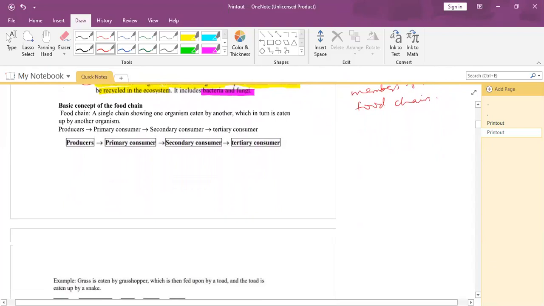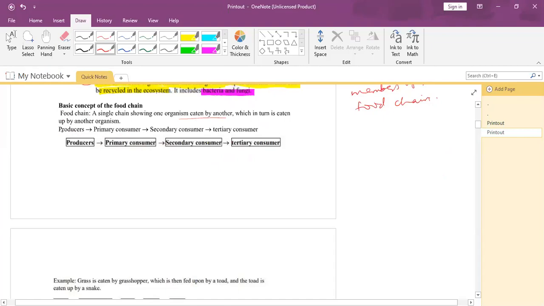So let's look at the concept of the food chain. The food chain is a single chain showing one organism eaten by another, which in turn is eaten by another organism. So one organism feeds on another, and then it is in turn being fed upon by another one. It's a representation of organisms feeding and being fed upon.